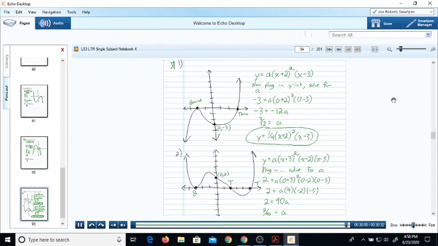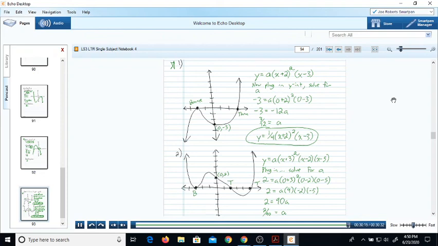So our equation is 1/45 times x plus 3, quantity squared, times x minus 2, times x minus 5. Bada bing, bada boom. There we have it. And there we go. We are done with polynomials.